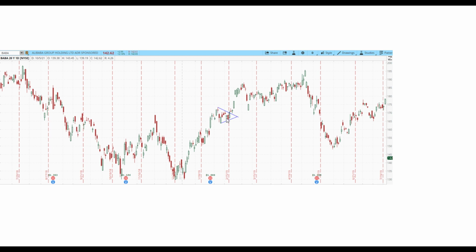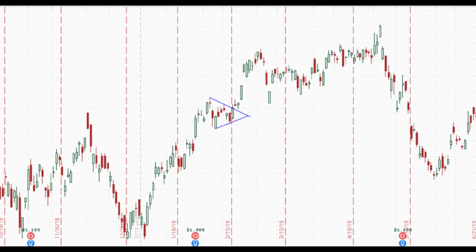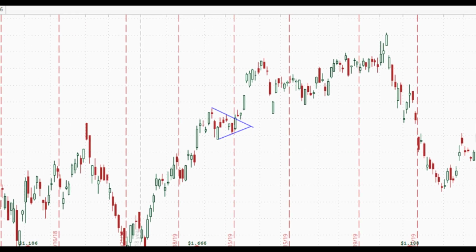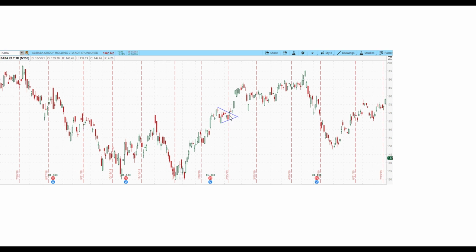So had you marked this up, you could have caught the breakout, and it was off to the races. It was to the moon from there. It was from the 170 all the way up to almost near 190, around 187, for a $17 move in the stock price. All right, as I said earlier, there's actually another one.